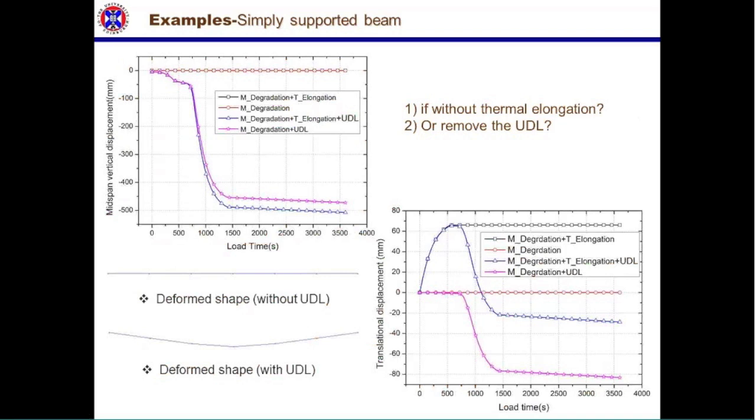If you also model thermal elongation, still it's the same picture. There is no deflection. But if you add a UDL, then you see that the displacement is different for the case where you have thermal elongation or no thermal elongation. That shows you the kind of important factors that must be included.